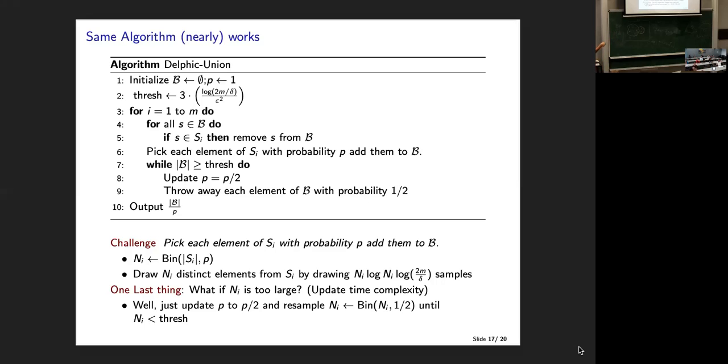And okay, maybe this NI is big. What do you do? You basically treat it as a bigger one, reduce P, resample, and so on. So once you get the idea about the sampling algorithm, these are all just wrapping up the whole thing.